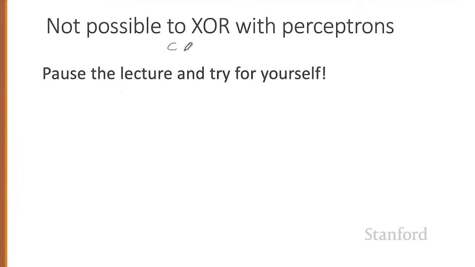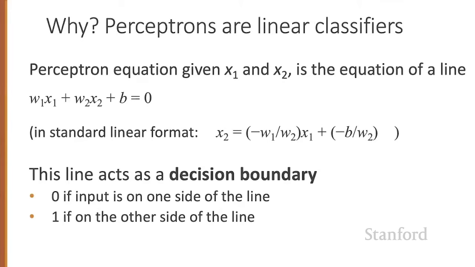However, it's not possible to compute XOR with perceptrons. You should pause the lecture and try for yourself. Why isn't it possible? Crucially, the perceptron is a linear classifier. For a two-dimensional input, x1 and x2, the perceptron equation, w1x1 plus w2x2 plus b equals 0, is the equation of a line. And we can see this by putting it in the standard linear format, x2 equals minus w1 over w2 x1 plus minus b over w2. So here we have a slope.